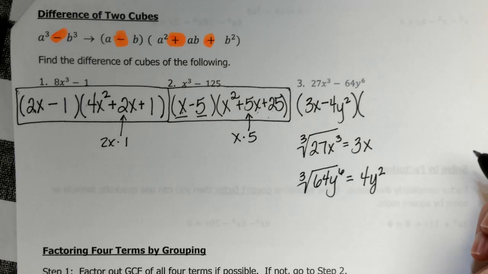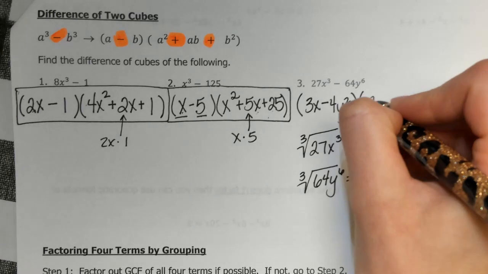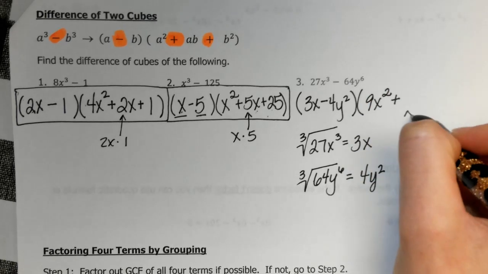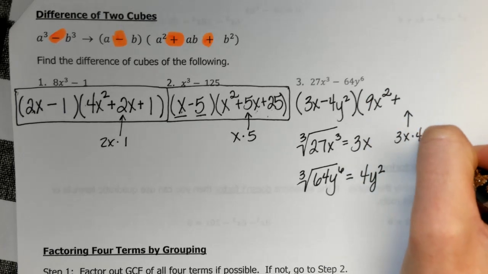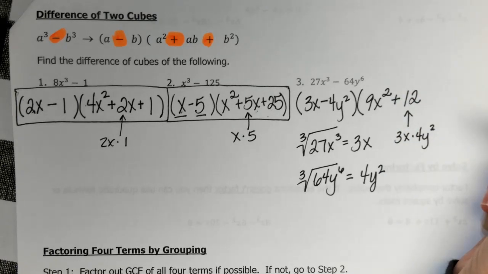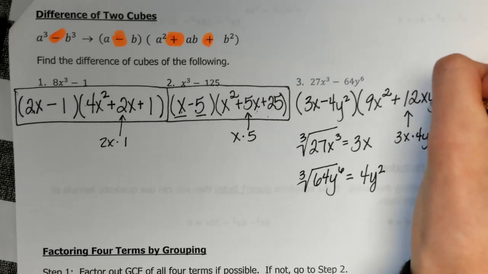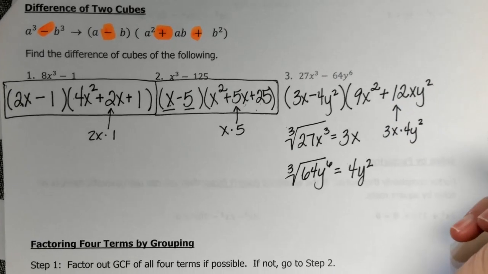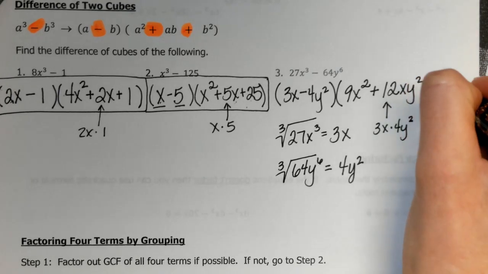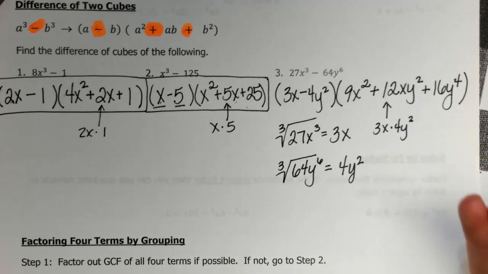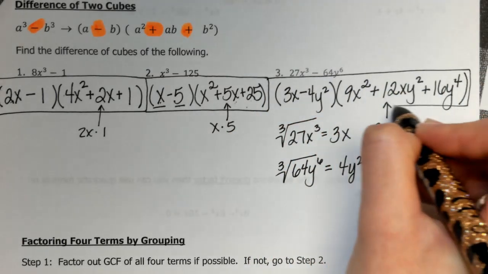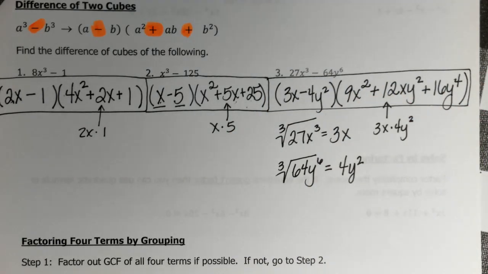And then I'm going to use that to build my trinomial. So 3x squared would give me 9x squared. Change your sign to a plus. So here, I'm having 3x times 4y squared. So 3 times 4 gives me my 12. And then I write my variables in alphabetical order. So it turns into xy squared. And then plus 4y squared is 16y to the 4th. We're good with that? Yes.